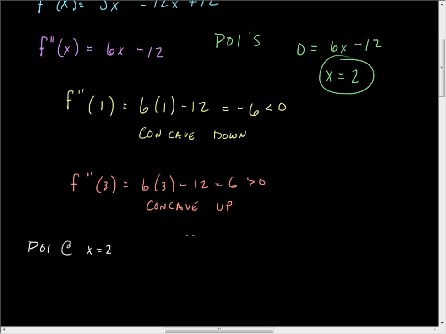Also, we are concave up at 3, and so we're concave up from 2 to positive infinity. And then we are concave down from negative infinity up to 2. Notice we're not including 2 as the endpoint, because at 2 it's 0, and it's neither concave up nor down. Now the question becomes, what does this point of inflection really stand for?